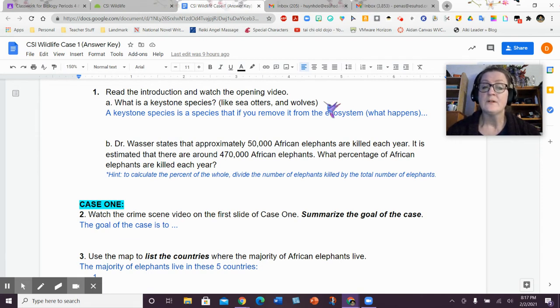When the wolves were not there, the herbivores, a variety of different kinds of deer, were allowed to overpopulate, and the vegetation disappeared. We had soil erosion, the rivers changed course. It threw the entire ecosystem out of balance. So a keystone species is a species that if you remove it from the ecosystem, the ecosystem gets thrown out of balance. Okay.